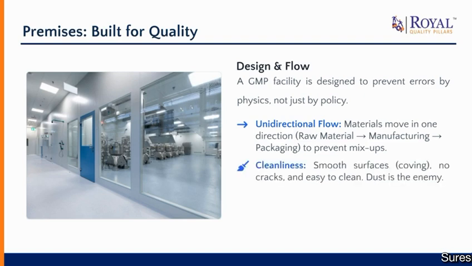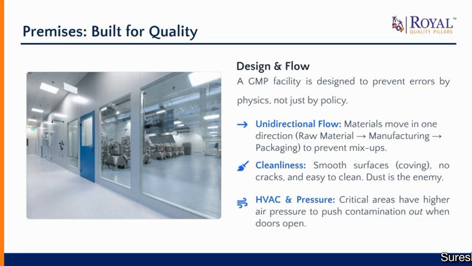Cleanliness. Look at the corners in the corridor. They are curved. Why? Because sharp 90-degree corners trap dust. GMP premises are designed to be easy to clean. HVAC. The air pressure inside the manufacturing room is higher than the corridor. When you open the door, air blows out, pushing dust away.